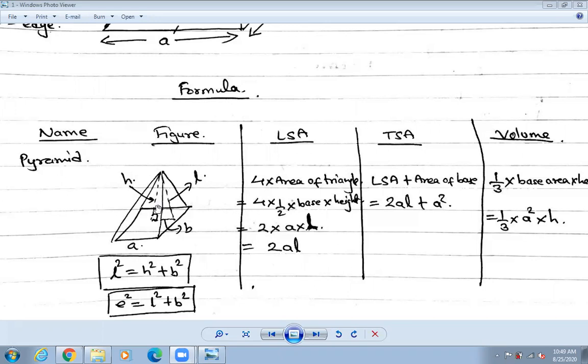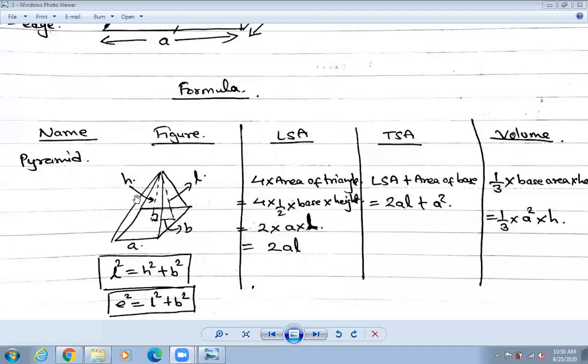So in this case, okay, how many triangles are there? So there are 1, 2, 3, 4 triangles. That's why your formula will be 4 into area of triangle. So what is the formula of area of triangle? Half into base into height, isn't it? So directly 2AL, let us teach you in this way. So 4 into area of triangle, that means four faces.